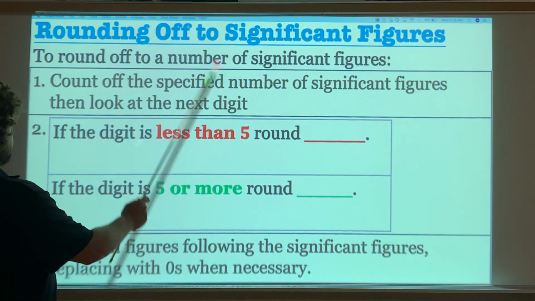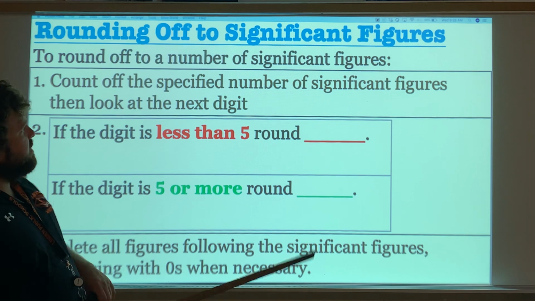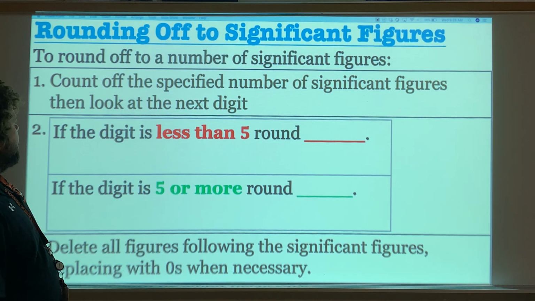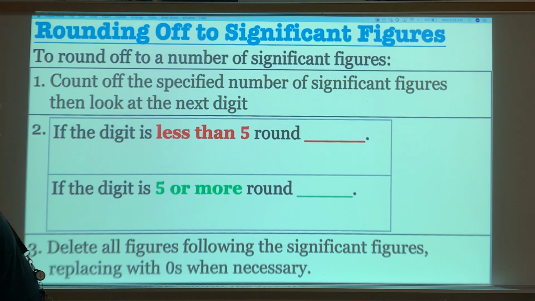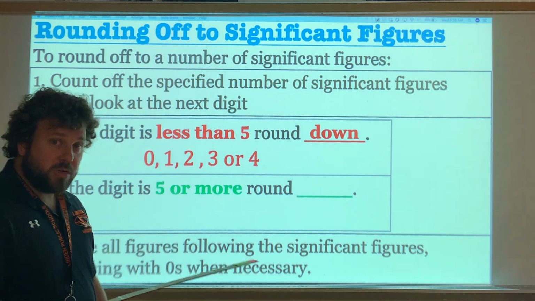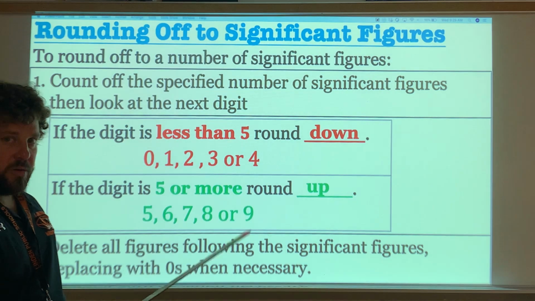All right, so here's how you round to a sig fig. To round off to these numbers of significant figures, first thing you do is you count the specific number of figures, and then you look to the next digit. So, if the digit is less than 5, that's step 1. Step 2, less than 5, you round down. 0, 1, 2, 3, 4. Look familiar? It should. We just did this. If the digit is 5 or more, you round up. 5, 6, 7, 8, 9.